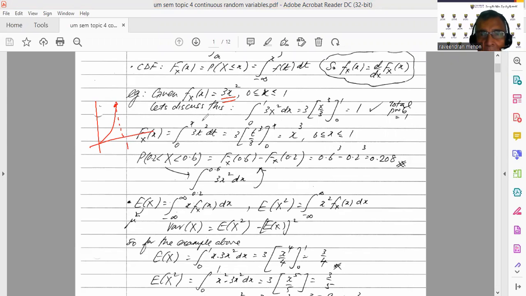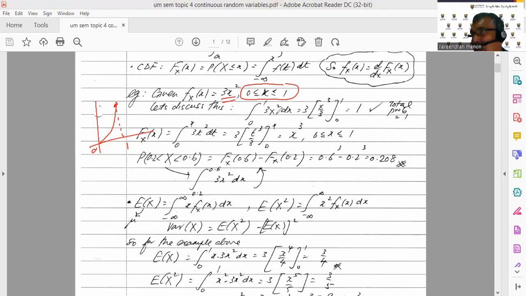If you are asked to find probabilities, find CDFs, and so on, we are going to use this. So let's start slowly. We are told that this density function is valid for values of x between 0 and 1. So what happens if we integrate from 0 to 1? I've done that here for you: the integral from 0 to 1 of 3x squared dx.